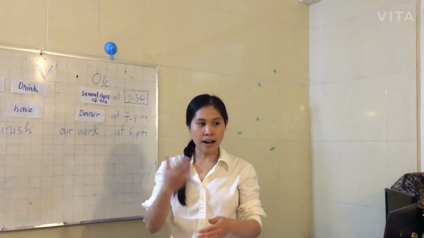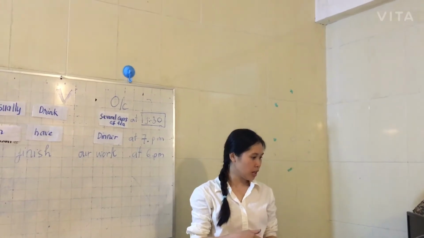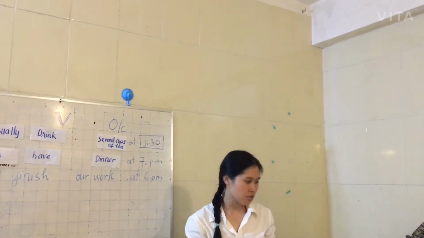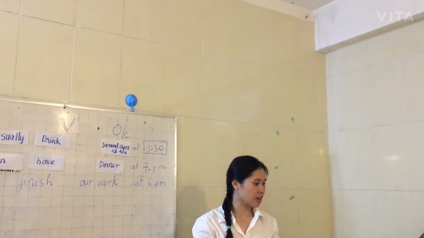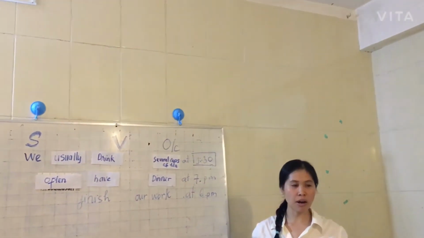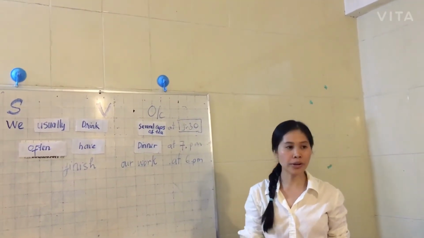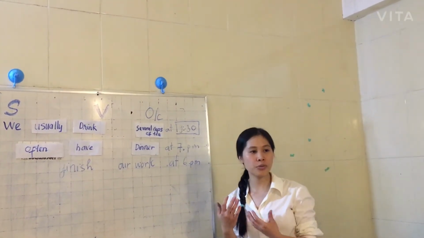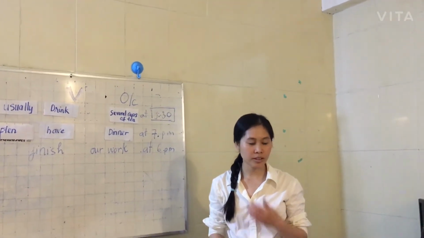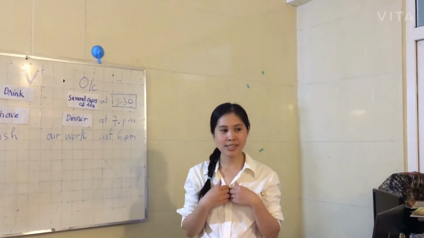So we have the structure to talk about daily routines. And according to the process, I also give you the structure, adding the time and also adding the verb of frequency. So now I want you to write your daily routines. What do you do every day? And what time do you do these activities? For example, I get up at 6:30.